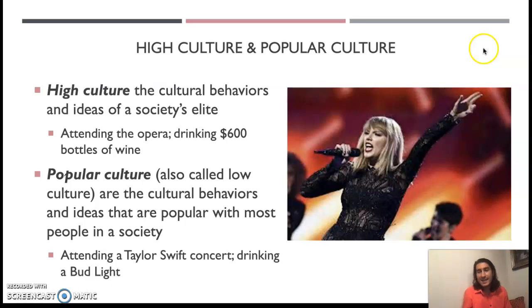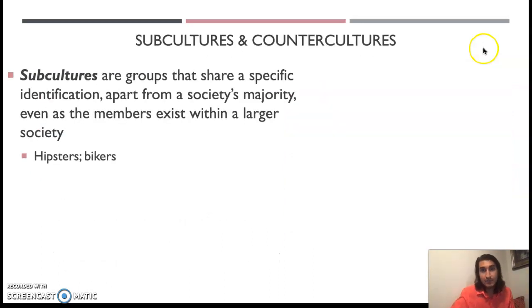Or when we go out to eat at an Applebee's, we might order a Bud Light, right, for $4.99 instead of getting that $600 bottle of wine. So those would be aspects of popular culture, behaviors and ideas, values, and beliefs that are popular with most people in a society, versus high culture, which caters typically just to an elitist few in a given society.